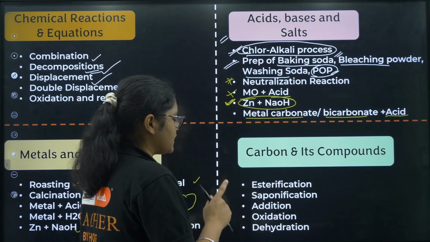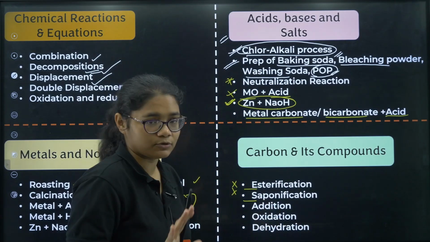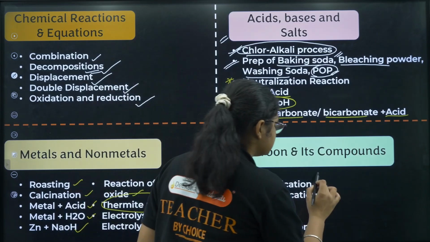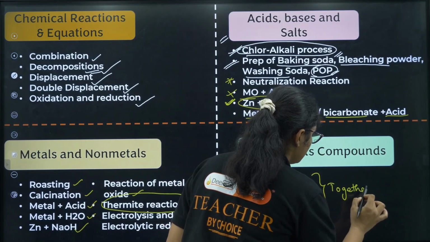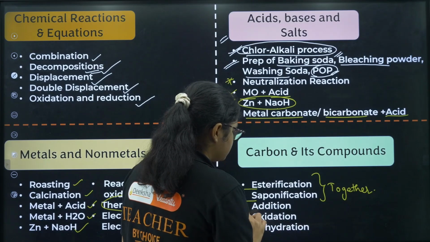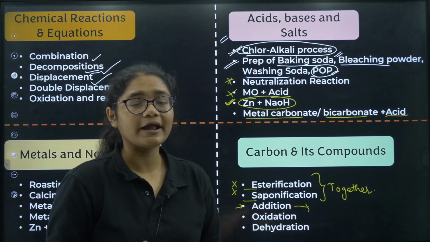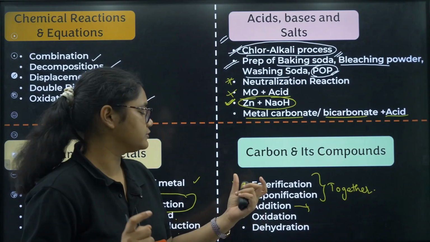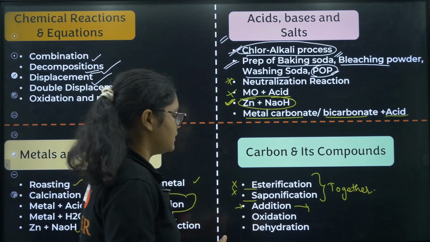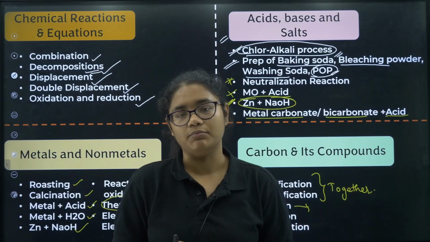Next, coming to carbon and its compounds, the most important reactions are esterification and saponification, and many times these two reactions are asked together in the exam. Then you have the addition reaction. In addition reactions there are so many names, like the hydrogenation reaction, conversion of fat to ghee, and that question is also asked under this section. Next, oxidation and dehydration reactions are again very important.